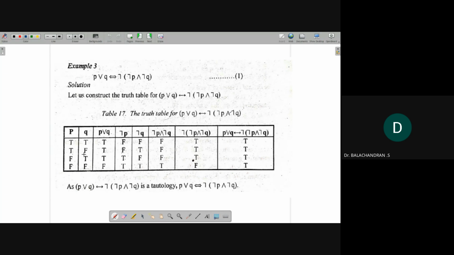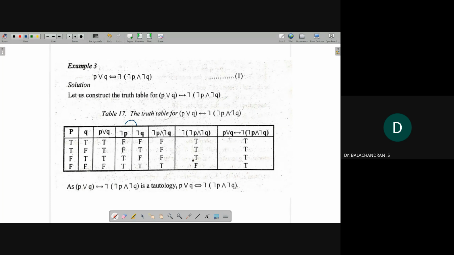So if you write everything, then you can easily write it. First P and Q, you know how to write. P or Q is false only if both of them are false. In all other cases, it is true. Negation P, you know that. Negation Q, you know that. And then negation P and negation Q is true only if both of them are true. In all other cases, it is false. And then negation of this quantity: true, false, false, true, false, true, true, false.